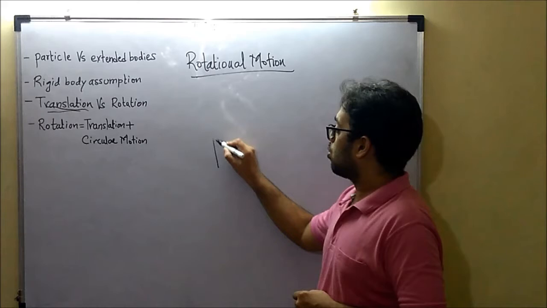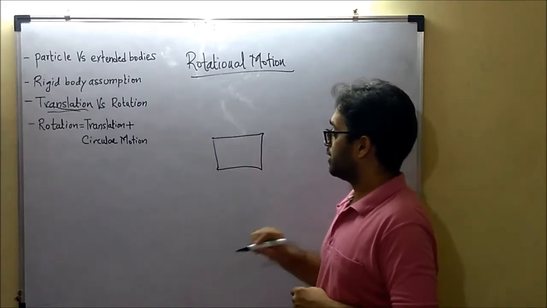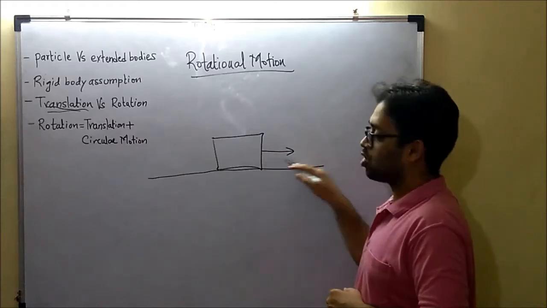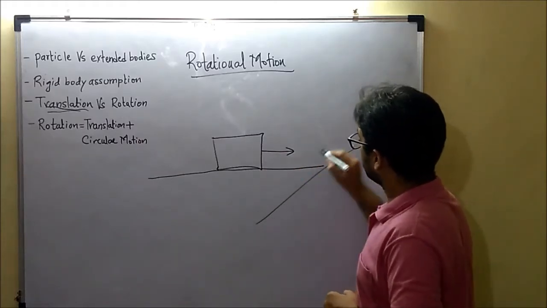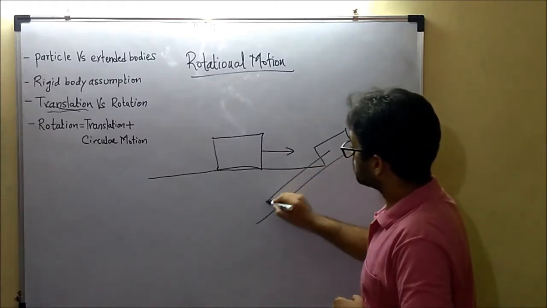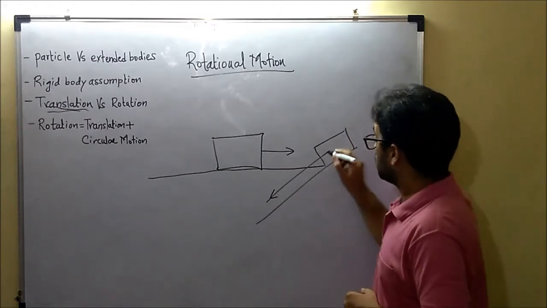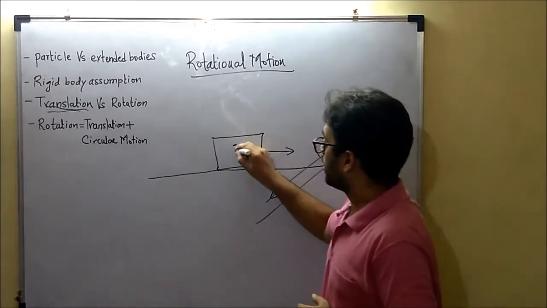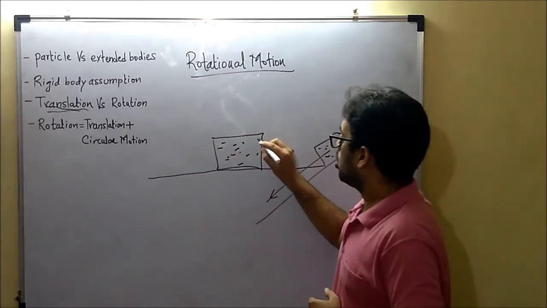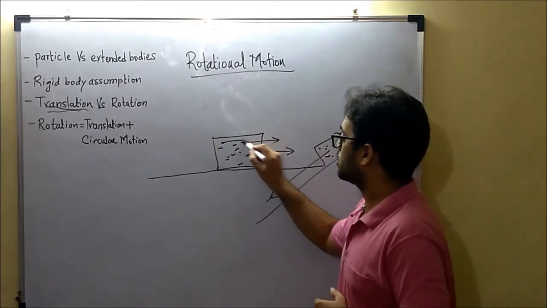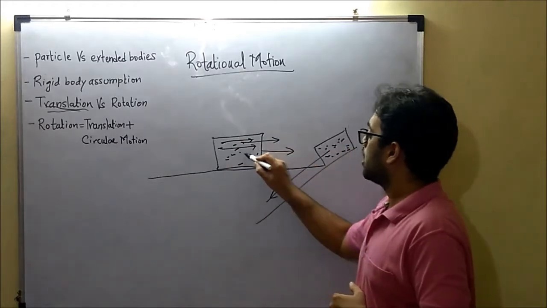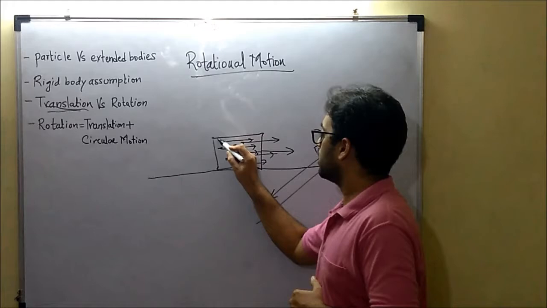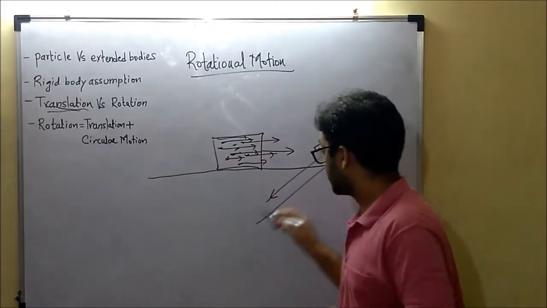So what does the word translational motion stand for? All the particles of the body. Let us consider this is our body, and this particular body is moving along this horizontal plane, or let us say this body is moving down the plane. Then you consider any particle of this body, all of them have the same velocity. If every particle has, let us say, 5 meter per second velocity, then each particle will have a velocity of 5 meter per second.